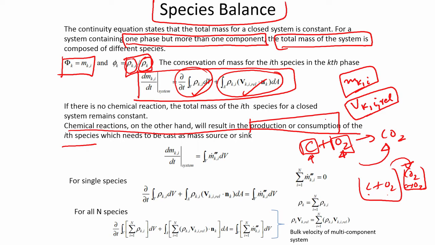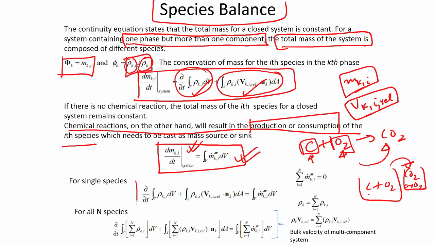So it leads to production and consumption of the ith species, which needs to be cast as a mass source or sink term. Take a look at this particular equation over here. This is the rate of change of mass of the ith species in the kth phase in the system, and that can only be given by some kind of a sink or source term. This m triple prime ki dV is nothing but a sink or a source. It can be a depletion, it can be a production also.